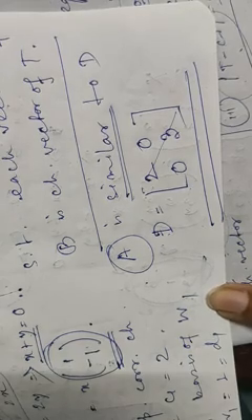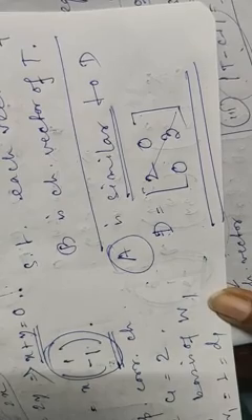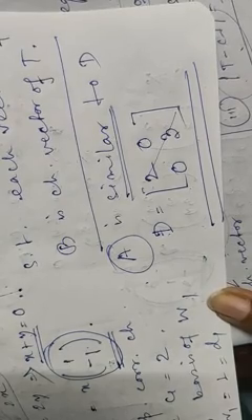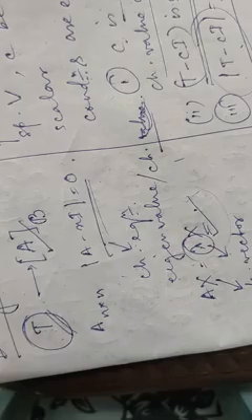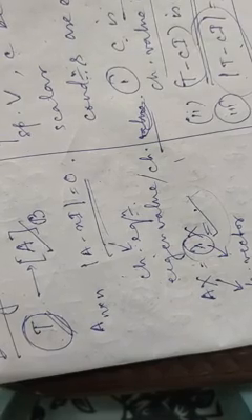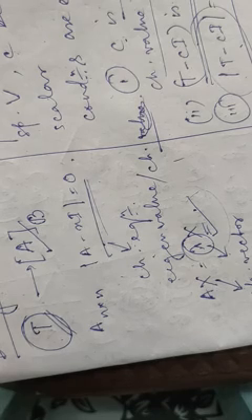So this is the procedure for checking whether a linear operator is diagonalizable or not. Now I am giving you another example, which will be your homework. You need to solve it. T is a linear operator on R cube.